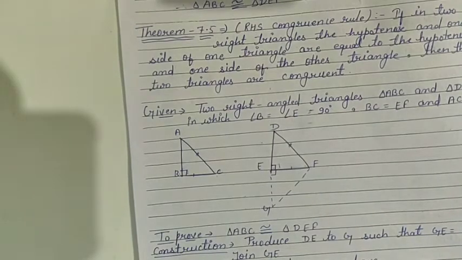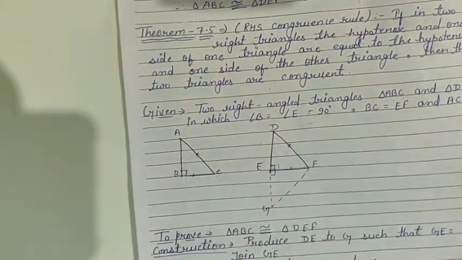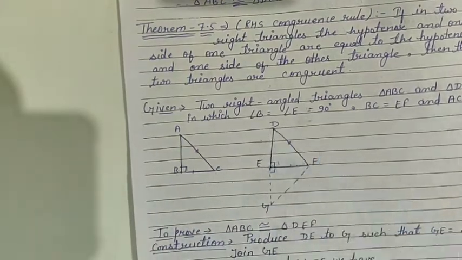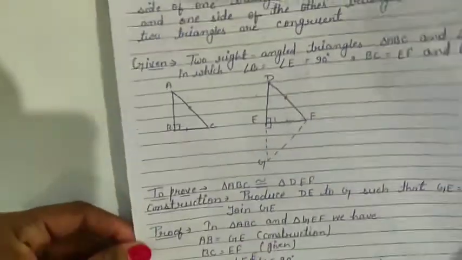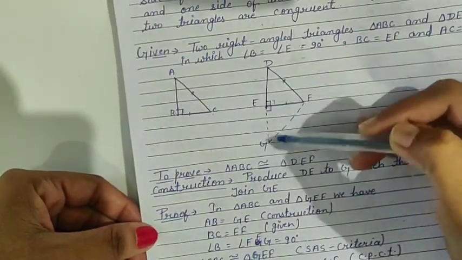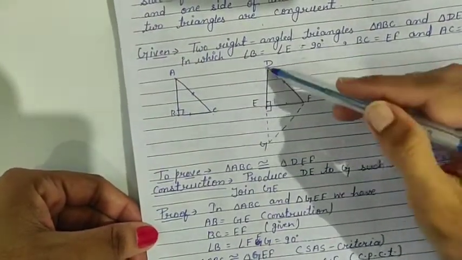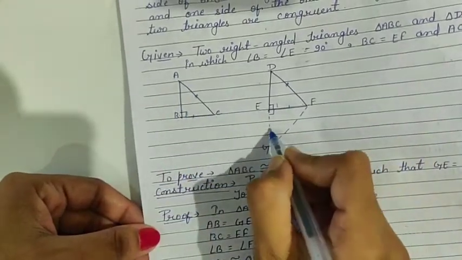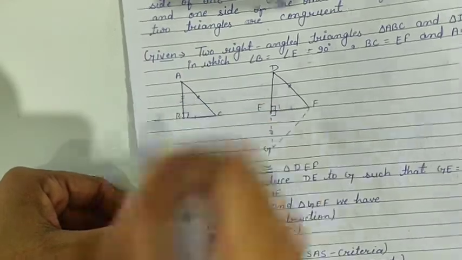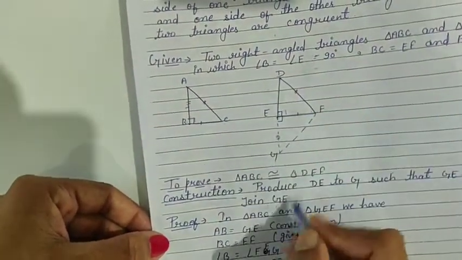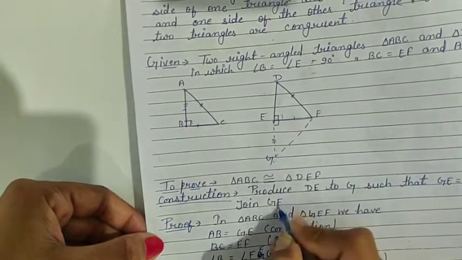This is given, and we have to prove that these two triangles are congruent. Triangle ABC is congruent to triangle DEF. Now, construction: produce DE up to G such that GE is equal to AB. This GE is equal to AB. Okay, and join GF.